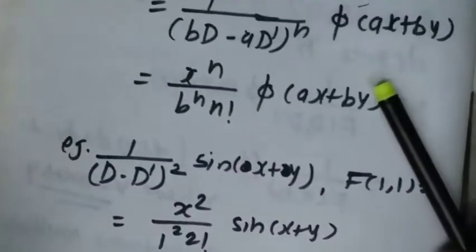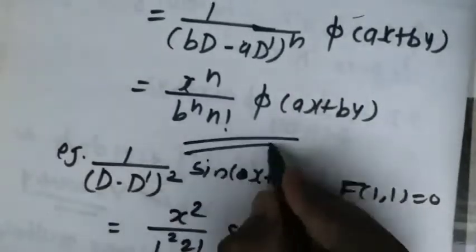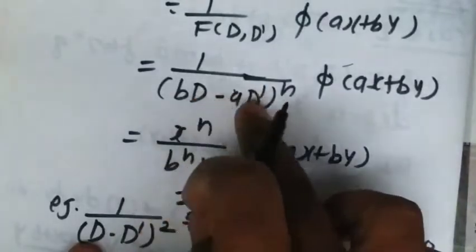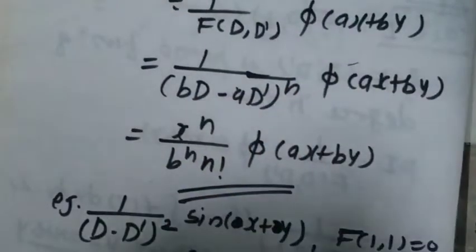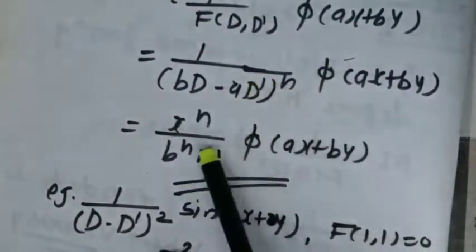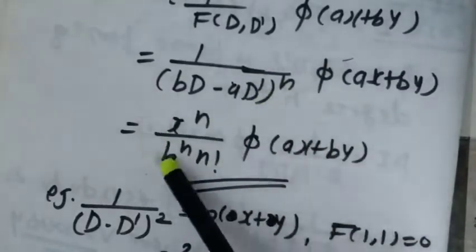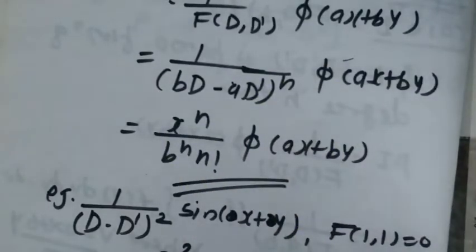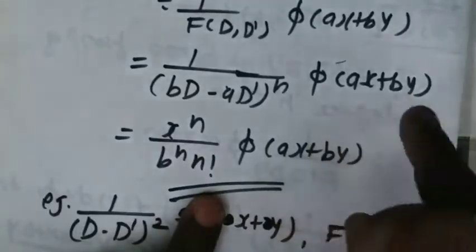So this is also an easy technique. This formula you need to remember. Whenever f of a comma b becomes 0, whenever you have this type of factors in f of d comma d dash, and it is becoming 0, simply use this formula to obtain the particular integral. Okay, and we are going to consider only this type of functions in the problems.